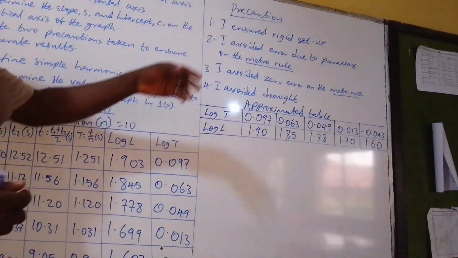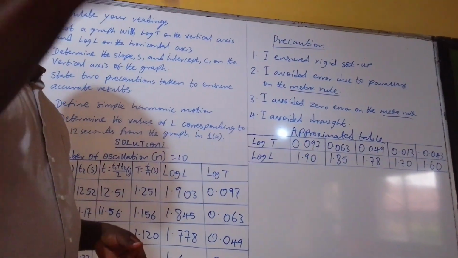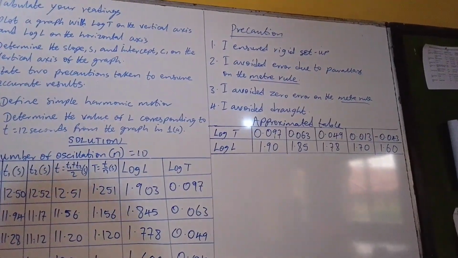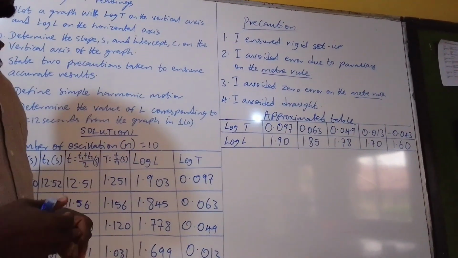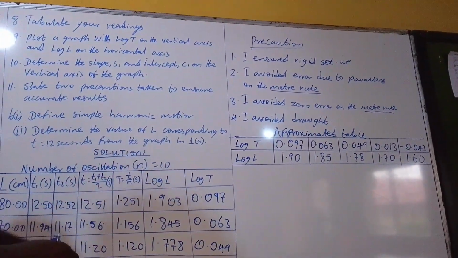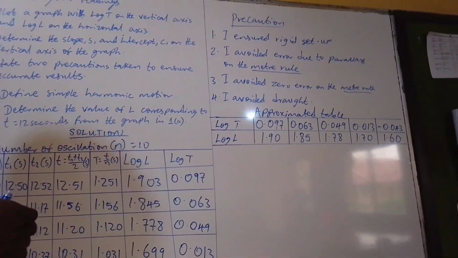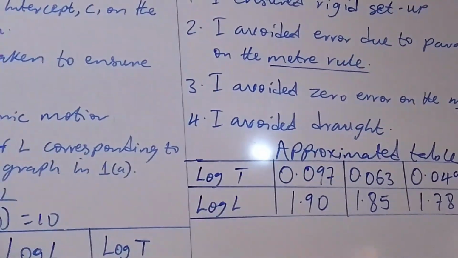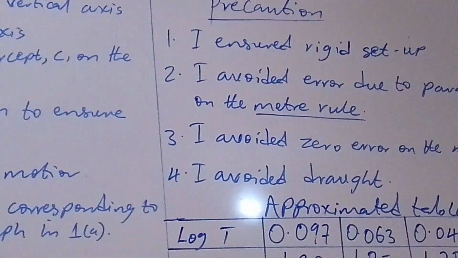Precaution number one, I ensured rigid setup. So ensure that the setup is well fixed to avoid it falling off when you are performing the experiment. Number two, I avoided parallax error on the meter rule. You must mention the apparatus you use. If not, it becomes zero.